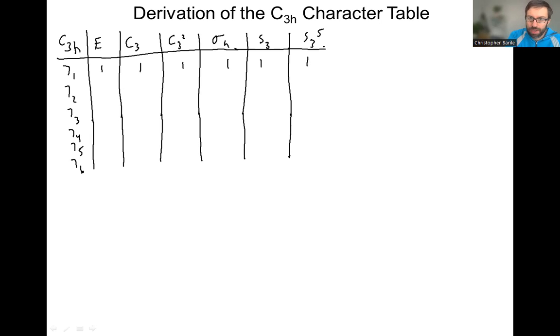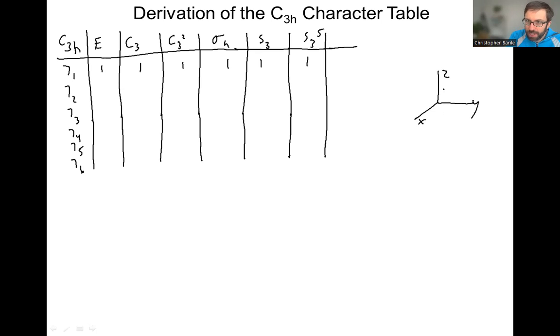Always have the totally symmetric representation that's going to exist in every character table, 1s across the board. Okay, and then at this stage, what we can do is try to figure out how some functions transform.